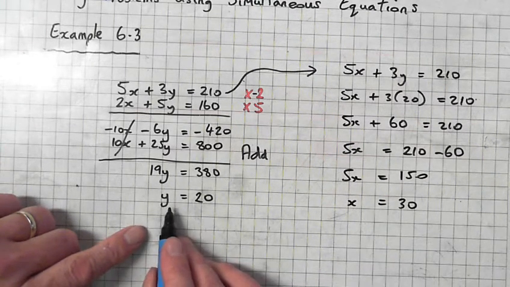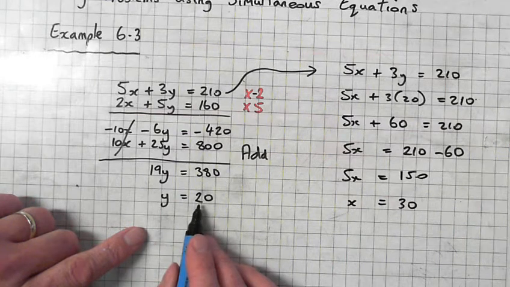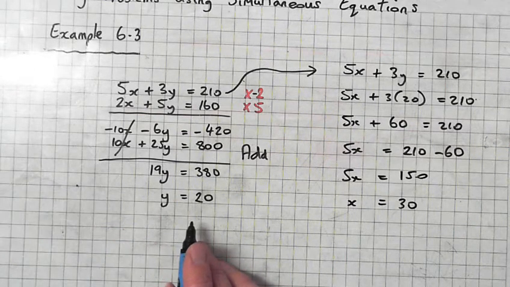Cost for a child is €20. Okay? Is that alright?